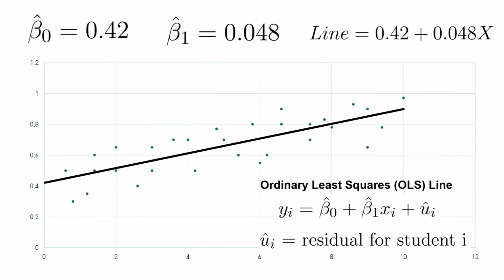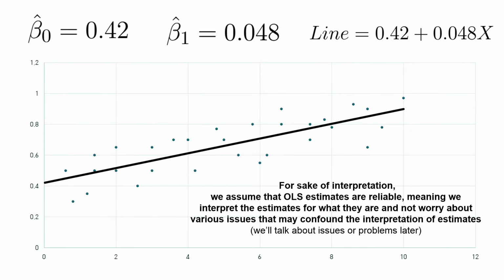Also, we can express any particular student i's exam score with respect to hours studied by using the two beta estimates and the residuals. So u hat i is simply a notation representing the residual for student i. Okay, so now we're going to get into interpreting all of these results. For the sake of interpretation, we're going to assume that OLS estimates are reliable, meaning we interpret the estimates for what they are and not worry about various issues that may confound the interpretation of estimates. Of course, we'll talk about the issues or problems later on.